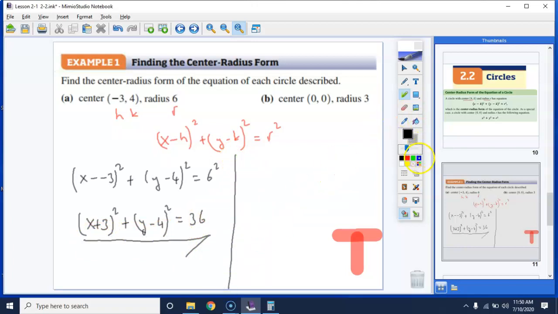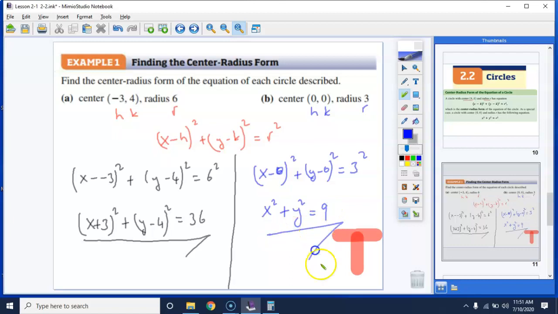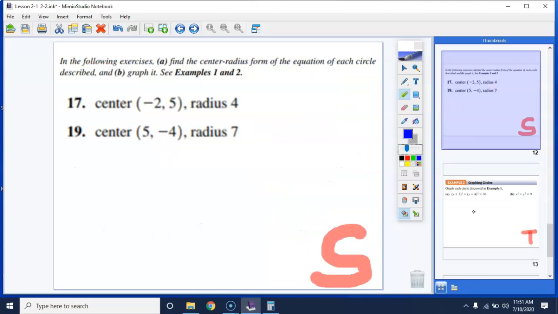Okay, let's have a look at the next one. So my h, k, and r, and plug in here. It should be (x minus 0) squared plus (y minus 0) squared equals 3 squared. So x minus 0 is x anyway, x squared plus y squared equals 9. And that's my answer. Just identify h, k, r, plug in there, that's it. That's how you get the equation.